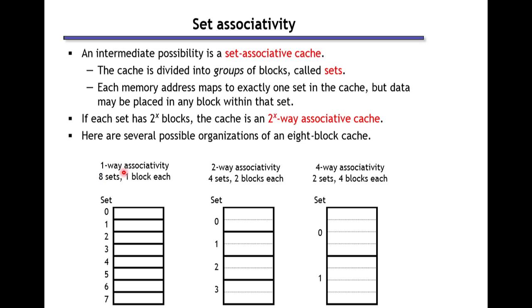For example, one-way associative has 8 sets, one block each. So this is simple one-way associativity. We have one block in each of 8 sets, so each set contains only one block. That's why it is called one-way associative. Two-way associative has 4 sets with 2 blocks each. So set 0 has 2 blocks, set 1 also has 2 blocks, set 2 and set 3 also have 2 blocks. That's why it is called two-way associativity. Similarly, we can have four-way associativity, that's 2 sets, 4 blocks each.